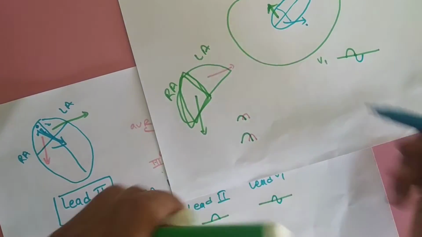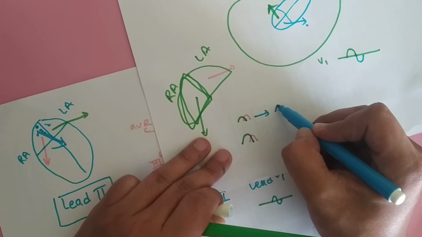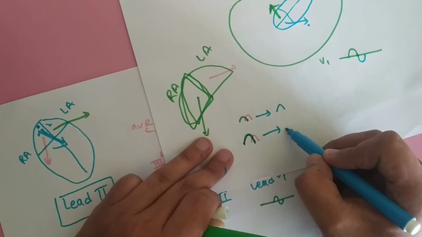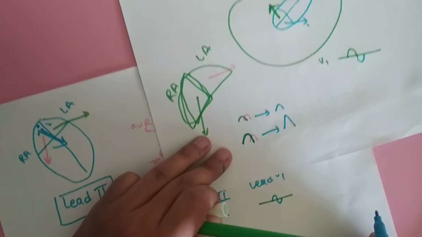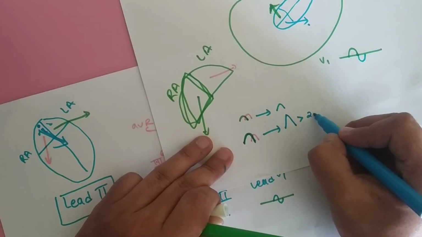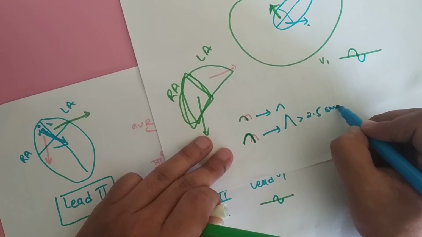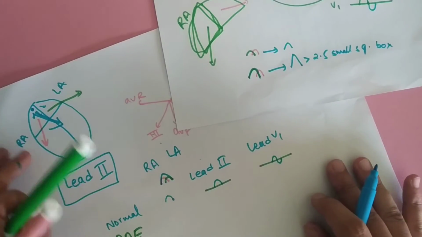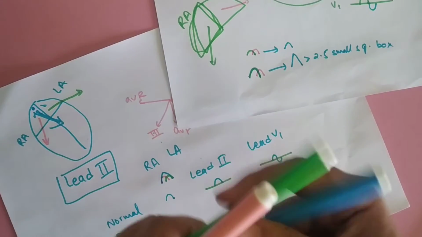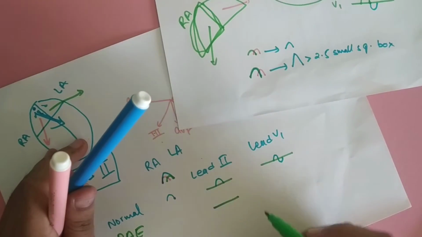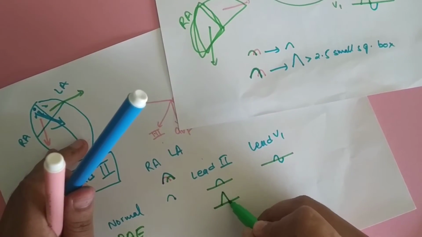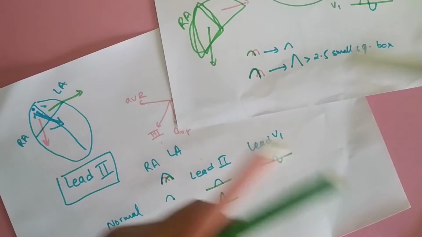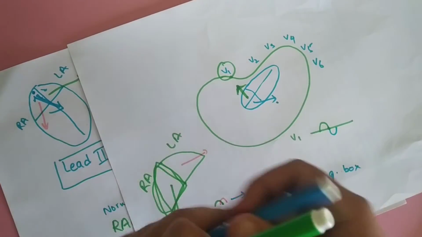So the overall P wave will be of this much magnitude, whereas in case of right atrial enlargement, due to this enlargement, we will have a tall P wave. This tall P wave will be greater than 2.5 small square boxes. This thing you need to keep in mind. So suppose this is the isoelectric line, then in lead 2 you will have a tall P wave. However, in case of lead V1, here you see this is lead V1.